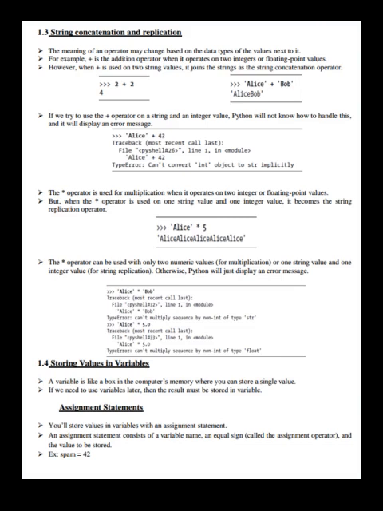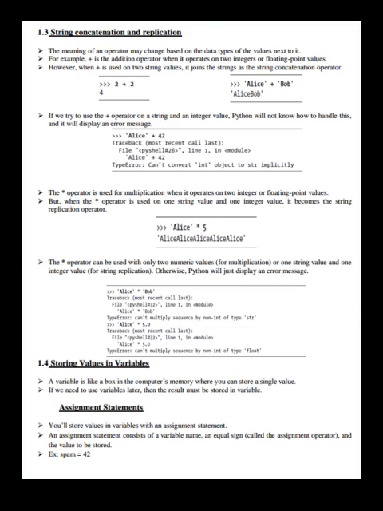See below here. The star operator is used for multiplication when it operates on two integer or floating point values, but when the star operator is used on one string value and one integer value, it becomes the string replication operator. The star operator can be used with only two numeric values for multiplication or one string value and one integer value for string replication. Otherwise, Python will just display an error message.